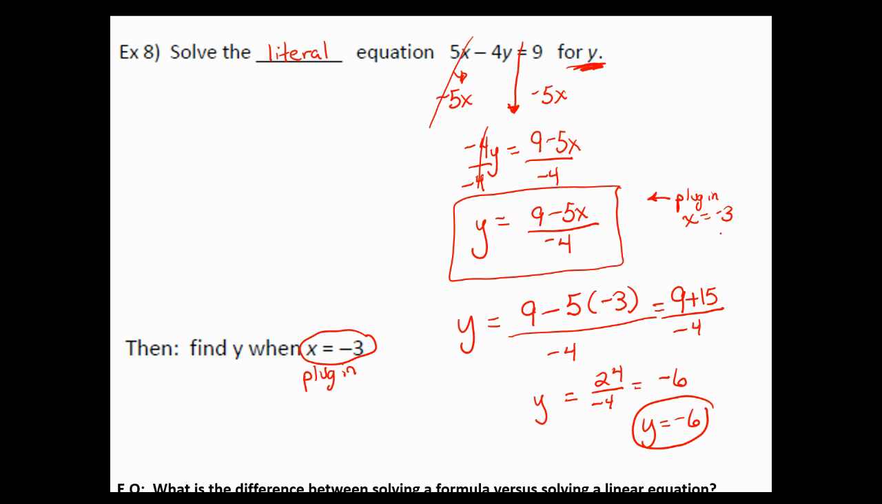So what that says is when x is -3, y is -6, and that's actually something we could put on a t-chart and start graphing a line for.